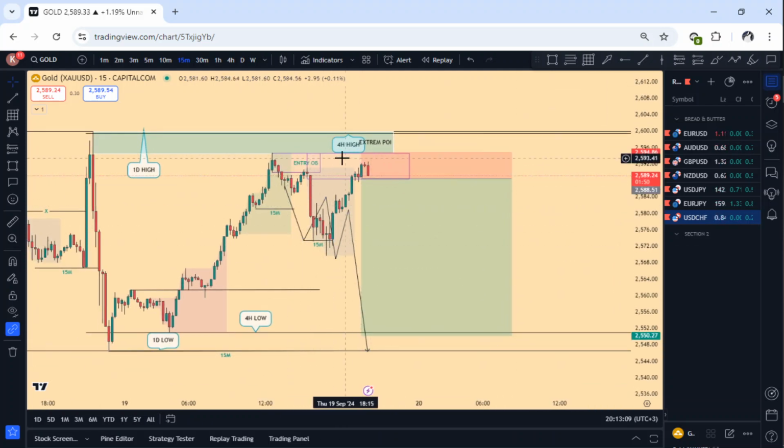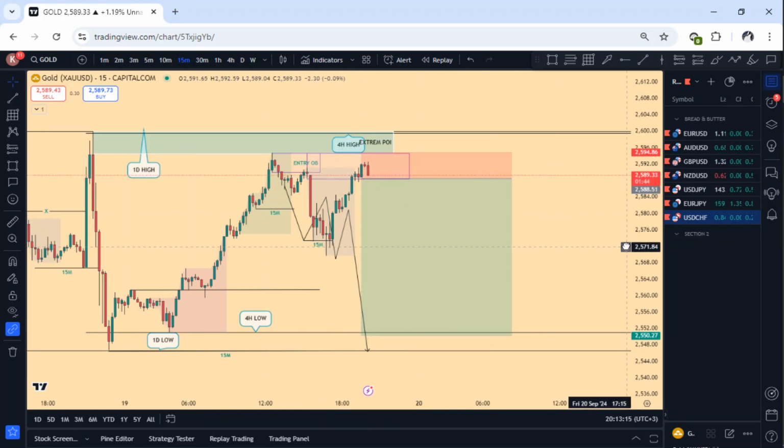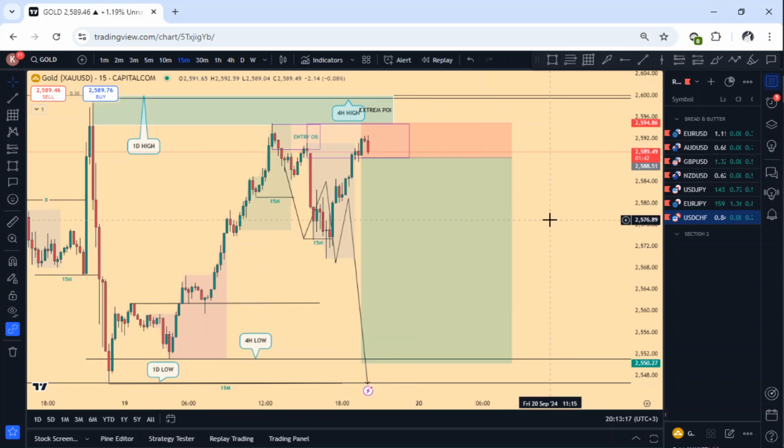Same thing. The difference is that I would have waited for scope to form here on 15 minutes. I just told her actually. So that is trade breakdown.